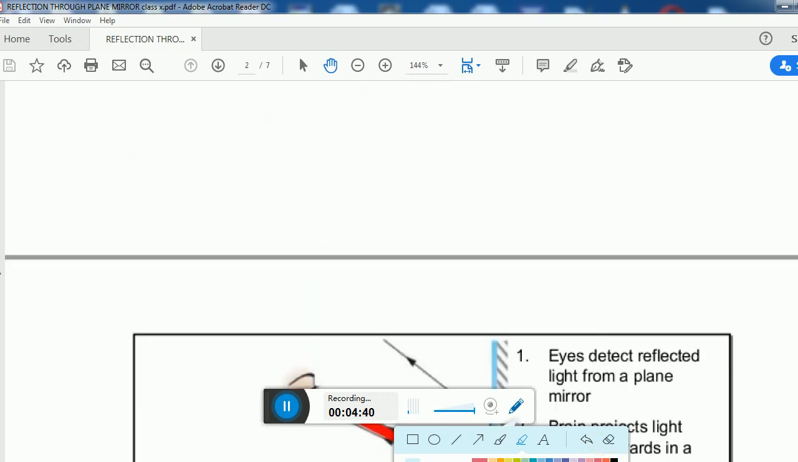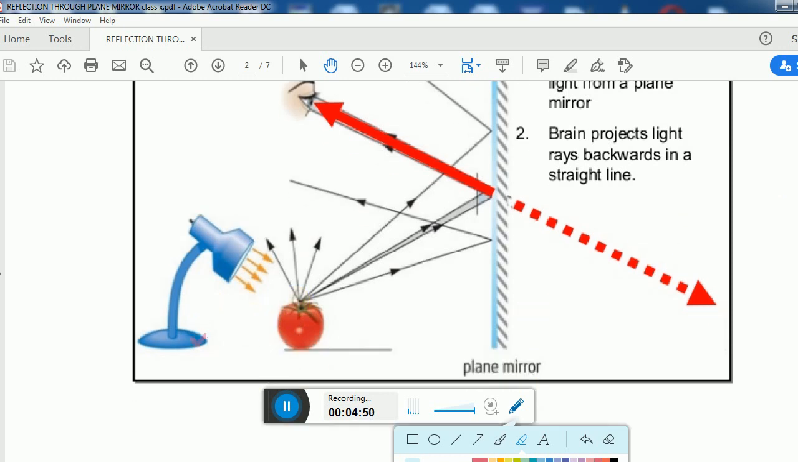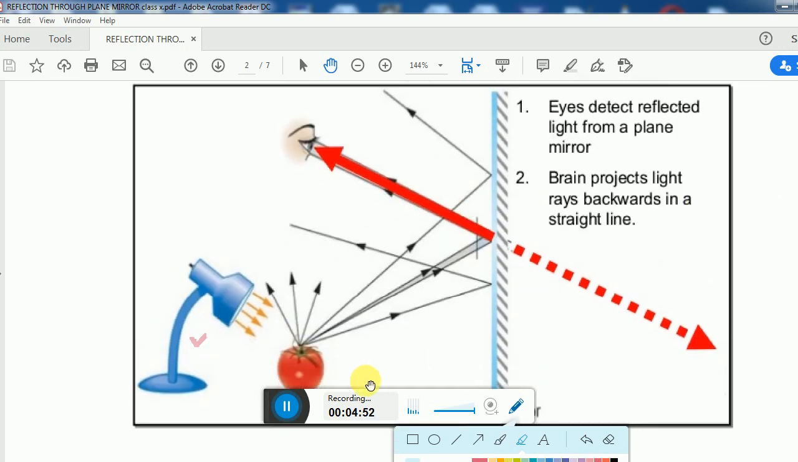Next picture. See, same thing but in a different type of diagram. Here there is a source of light, and here is one fruit, a tomato, the red color tomato. So light is falling on the fruit. See, the rays of light are coming out in different directions.